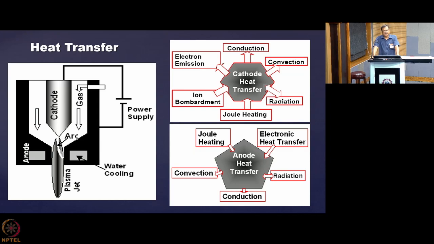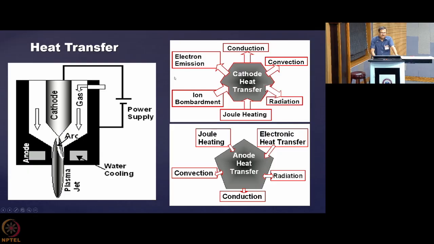So what are the different channels through which the heat transfer takes place? When you are considering the cathode, they are conduction, convection, radiation, and then there are another two. One is electron emission, which is a very particular property of your cathode, and then ion bombardment. Because the cathode is negative, ions get attracted towards it naturally because of the electrostatic force and bombard it. That way they transfer their energy to the cathode.